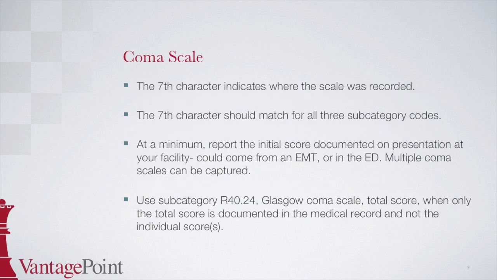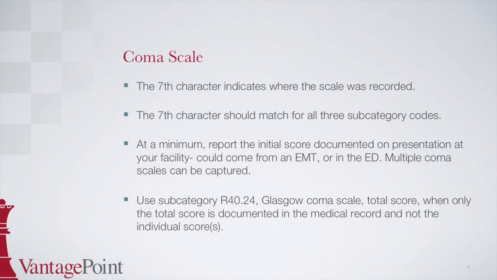We also use 7th characters in the coma scale, but the 7th character has its own separate meaning for comas. It indicates where the coma scale was recorded, including in the ambulance, arrival at the ED, hospital admission, and finally 24 hours or more after admission. The 7th character should match for all 3 coma scale codes. The guidelines state that at a minimum, the initial coma scale score should be reported regardless of where it occurred.